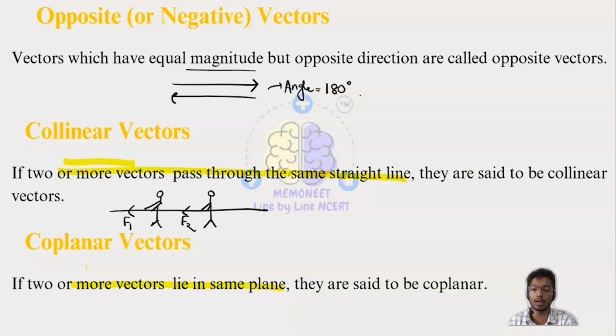How it works? Let's say we have a vector a in this plane and another vector b in this plane. This is a vector and this is b vector, and here is the ball. Let's say we are pulling the ball with force a vector and b vector. So these are coplanar vectors, as they lie in the same plane.